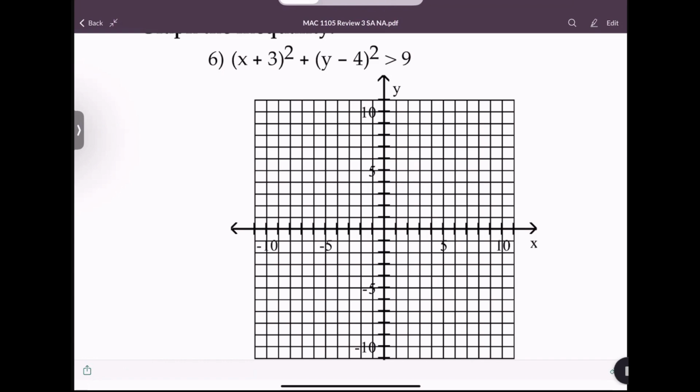Okay, so can I test 0, 0? Is 0, 0 on any of that line? No. So here's 0, 0, right? Is 0, 0 outside the circle or inside the circle? Outside, awesome. So I'm plugging 0 in there.